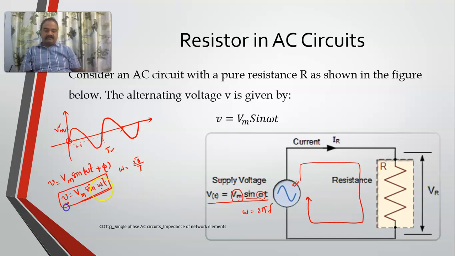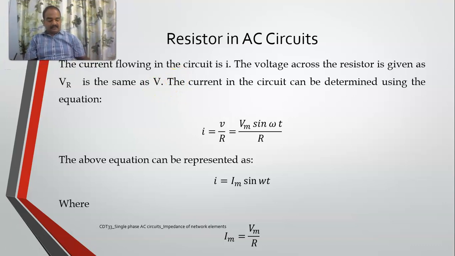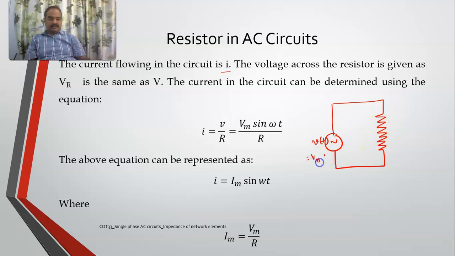Now this is an AC signal which is being applied to your resistor. What happens when it is applied to your resistor? Before going for that, we'll take the current as I, as already said in the previous week. This is the sinusoidal signal which you are applying, this is your resistor, this is V of t, which is represented by Vm sine omega t, and this is your R.